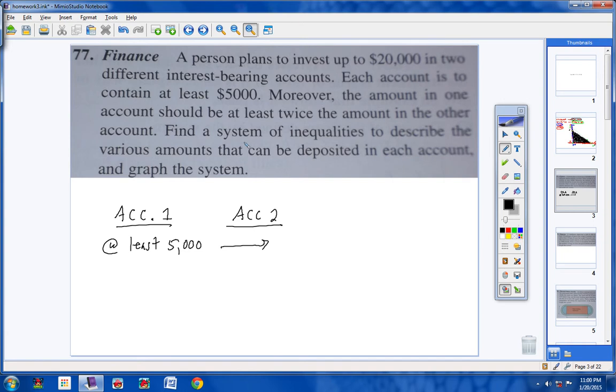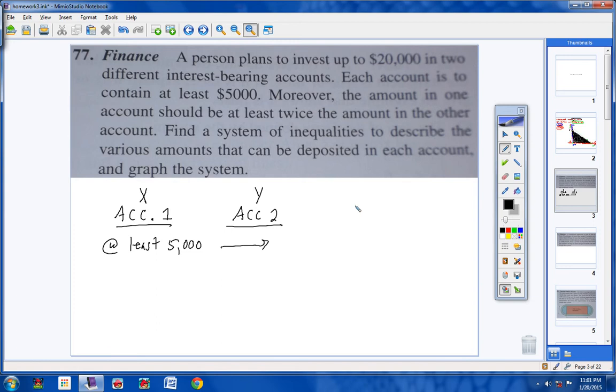Moreover, the amount in one account should be at least twice the amount in the other. Find a system of inequalities to describe the various amounts that can be deposited in each account, and then graph the system. Okay, now let's call account number 1 X. Let's call account number 2 Y.